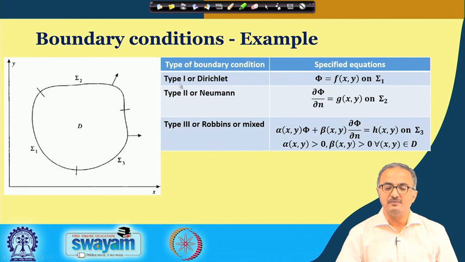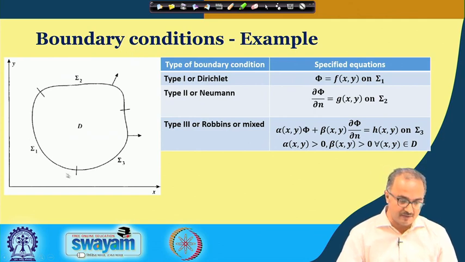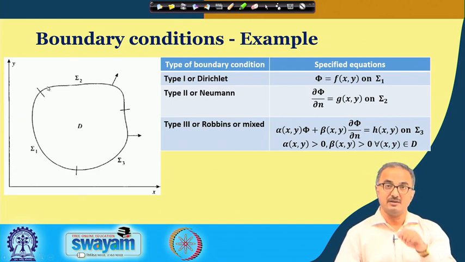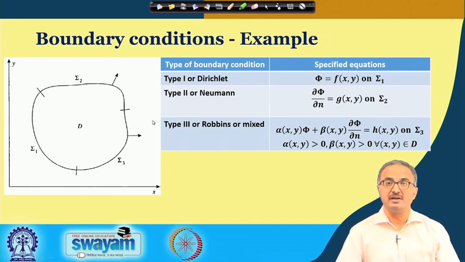Now, you see, when we talk of type 1 or Dirichlet condition, what we mean is we shall be prescribing, say we are solving for some variable phi, maybe temperature, maybe velocity, maybe something else. So, we are prescribing the phi value as a function of x, y on sigma 1. Here we are prescribing the value of phi over this whole boundary. That means it need not be a constant but specified. It should not have a derivative.